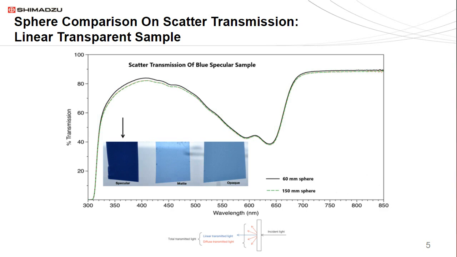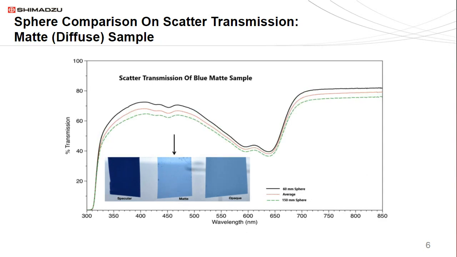And the first sample is a transparent linear sample. You can see that there is very little difference between the 60 and the 150 millimeter sphere for a transparent sample. A quick note here, as you may have noticed, the dye in these three samples of plastic is the same dye. They look different because of surface texture and dye concentration, but it's the same blue dye.